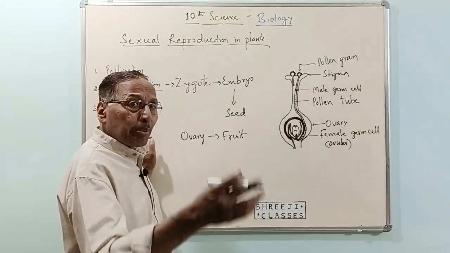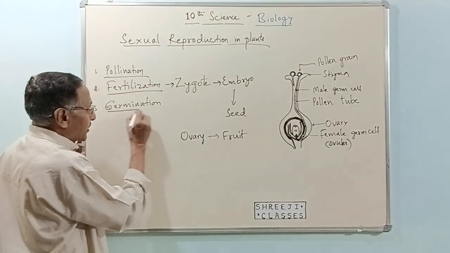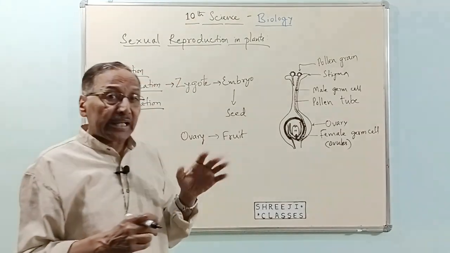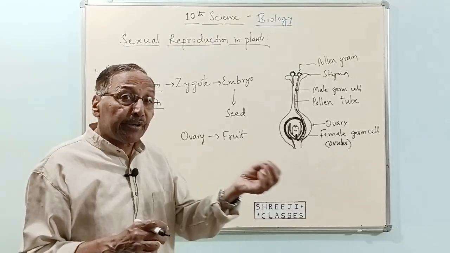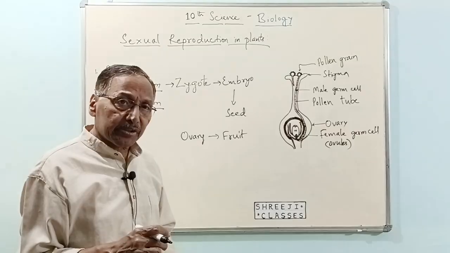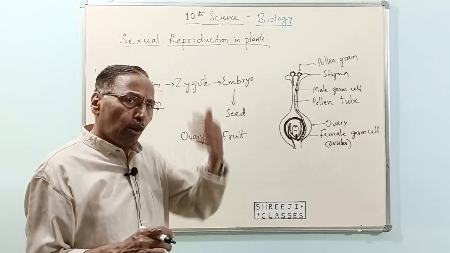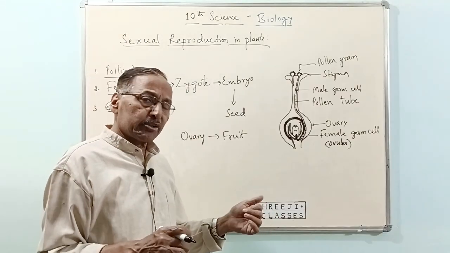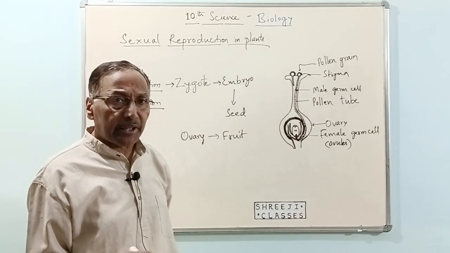This embryo later develops into a new plant. Growing of a new plant from the seed we call germination. We see many grains like paddy, wheat, jowar, maize, gram seeds and lentils. These seeds we store for a longer time, maybe 6 months or 1 year, or even more. We preserve them.